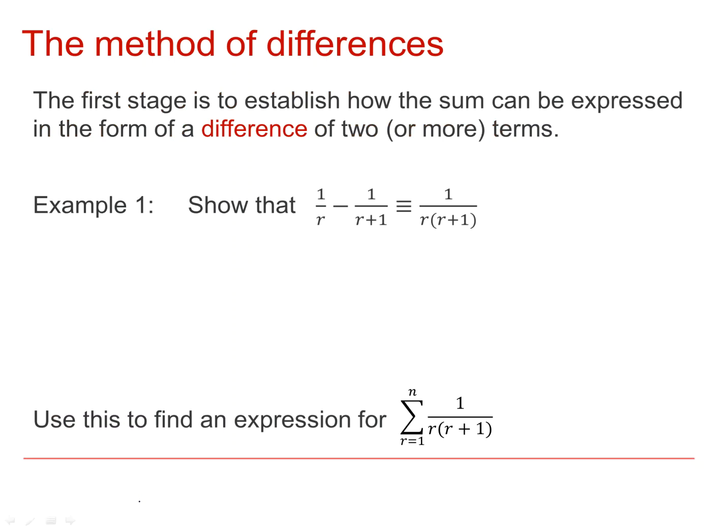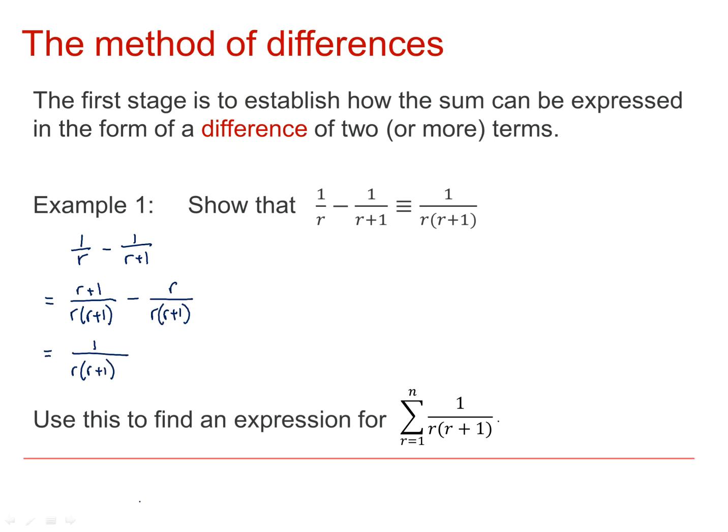So first of all, we're asked to show that this identity is true, and this is just a matter of simply adding algebraic fractions. Here we go. 1 over r minus 1 over r plus 1. Putting them over a common denominator of r plus 1, so I've multiplied the first one by r plus 1 and the second one by r, and that just gives me 1 over r plus 1.